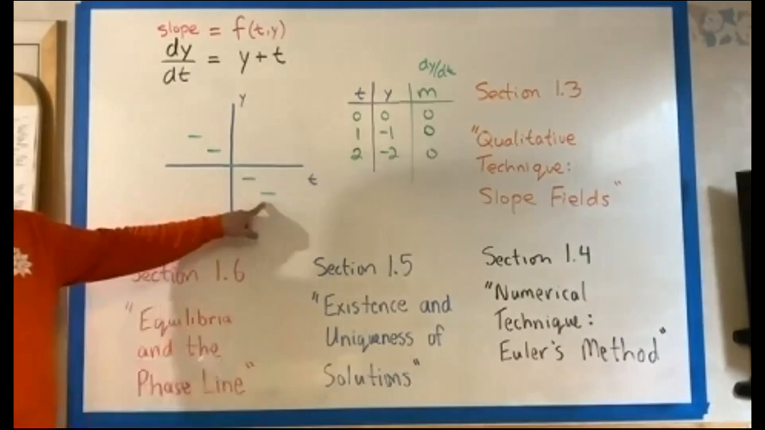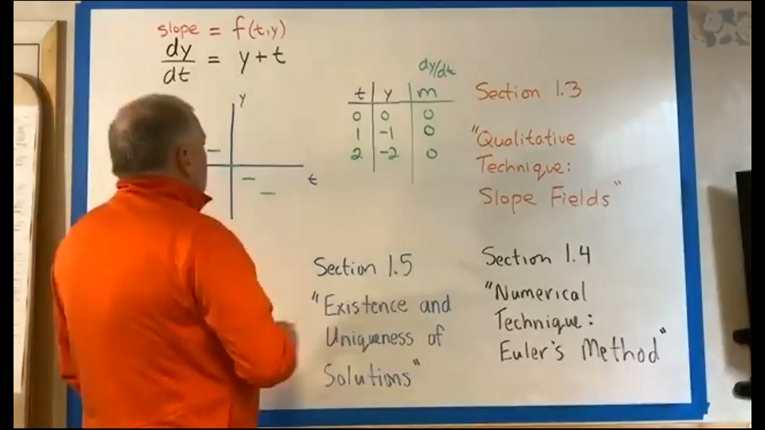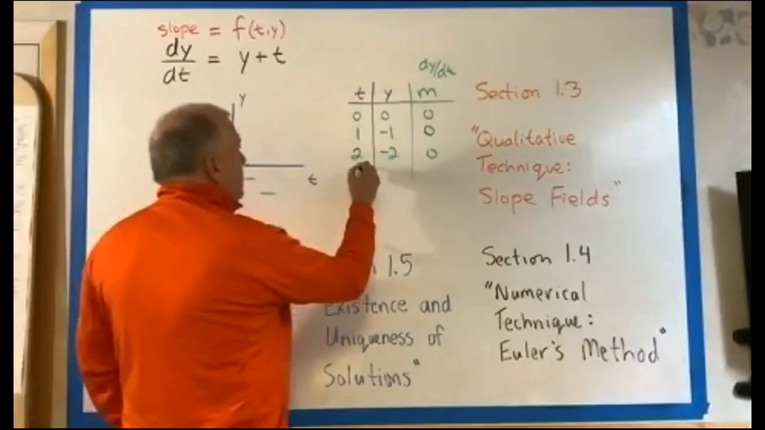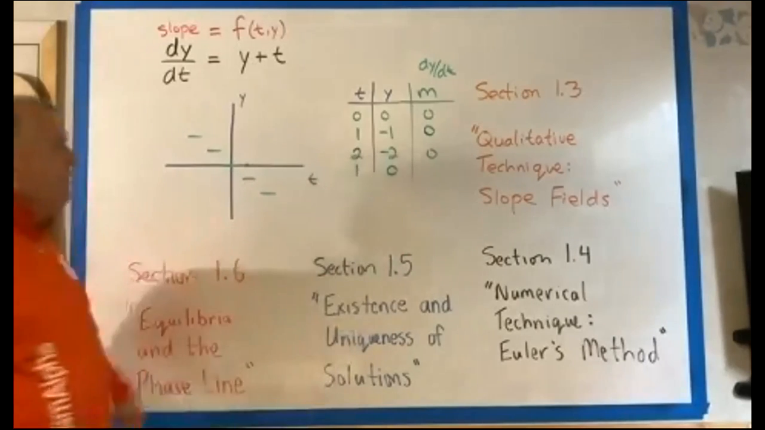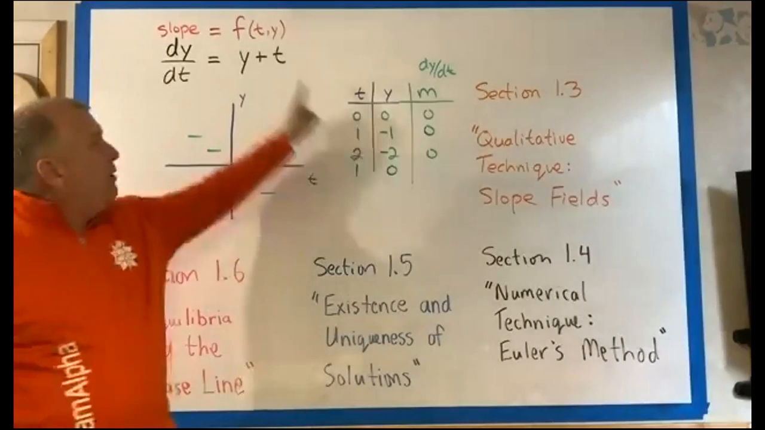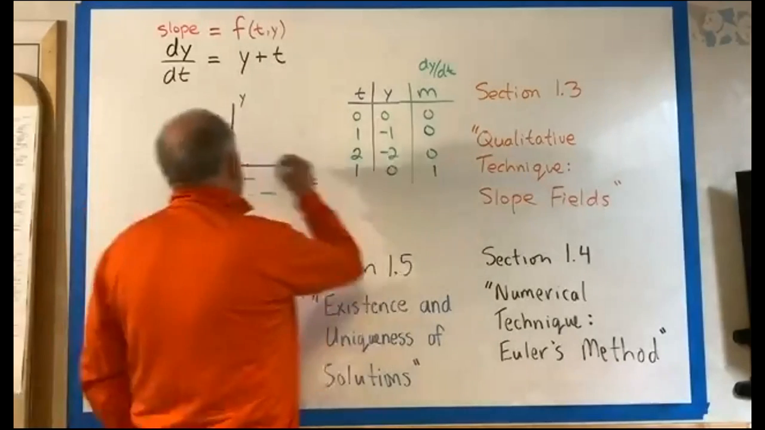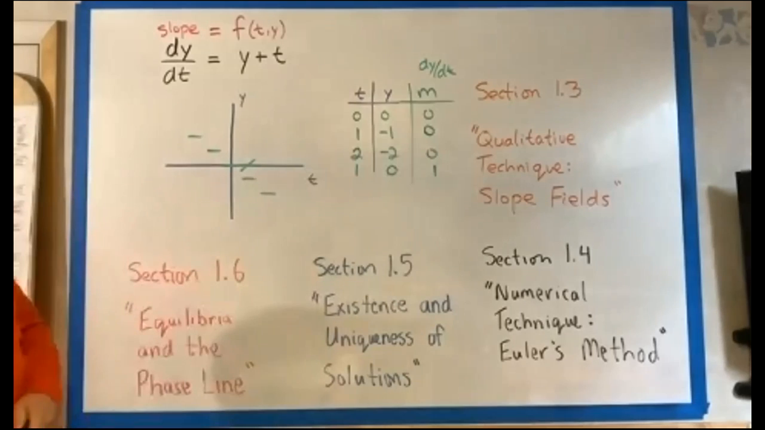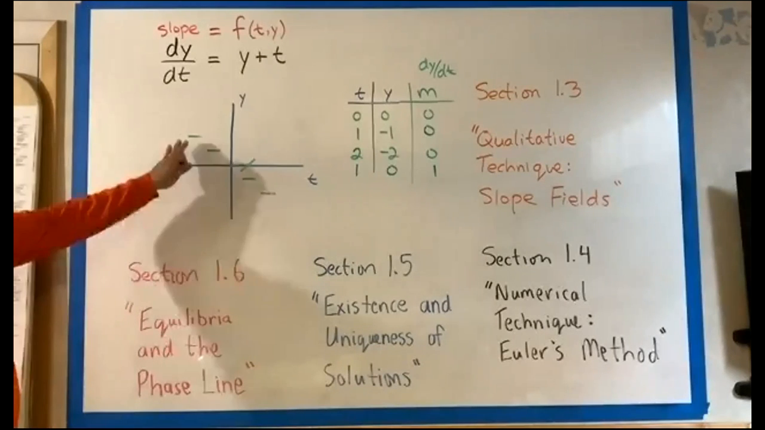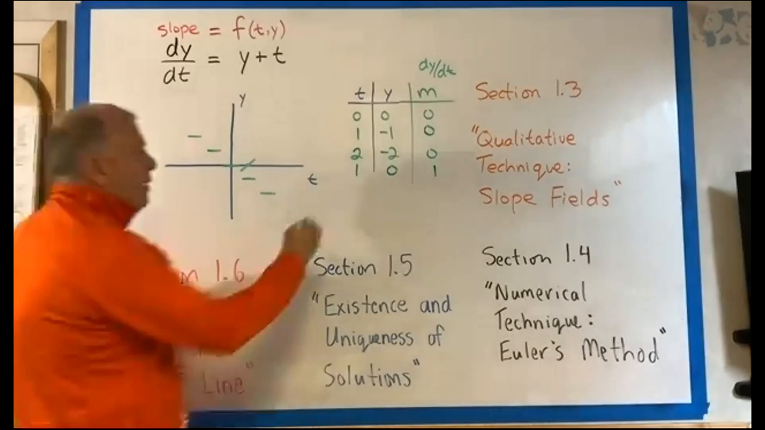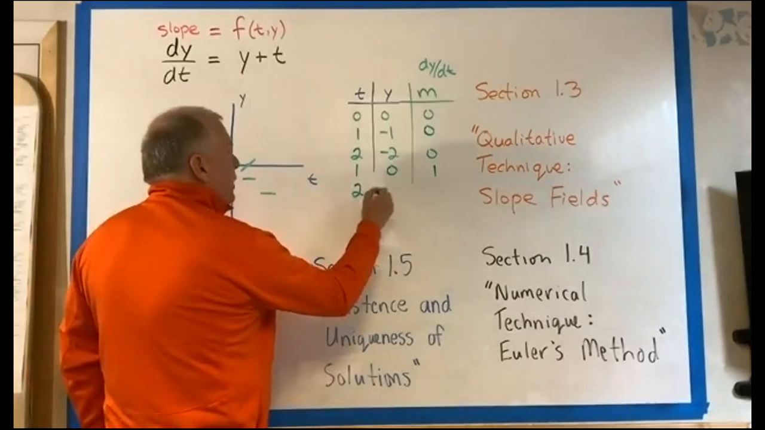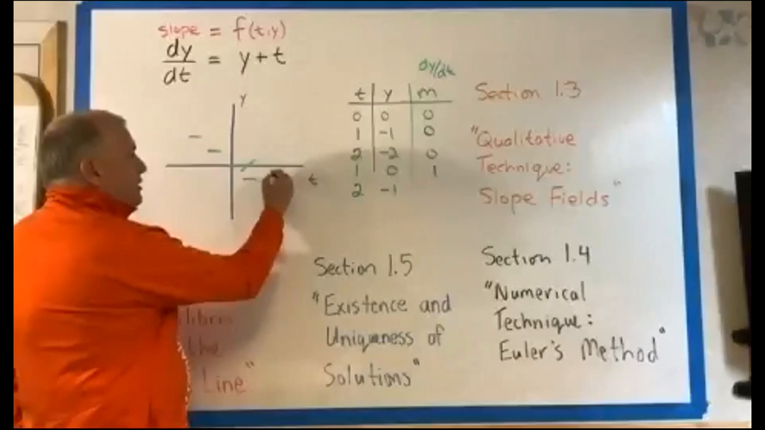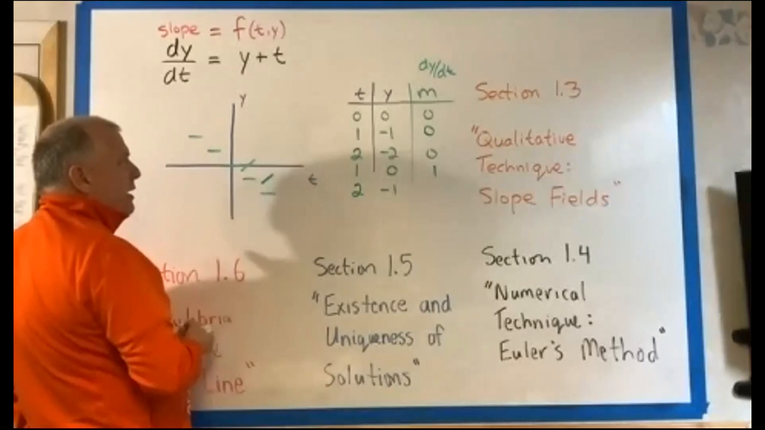Think of this as a little weather vane or indicator. Okay, let me try some other ones. How about at 1, 0? 1 for t, 0 for y. That will give me a slope of 1 plus 0, which is 1. I can draw slope 1, a 45 degree line. But if I just pull that trick I just did a second ago, how about 2 and -1? Slope 1, 45 degree line.